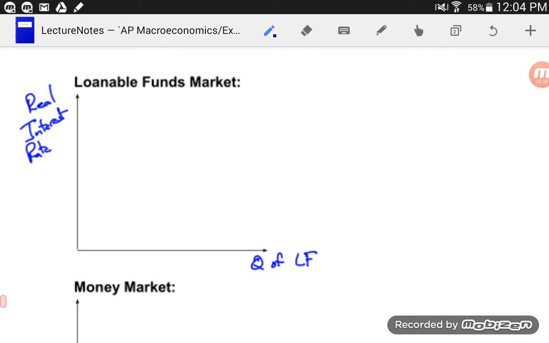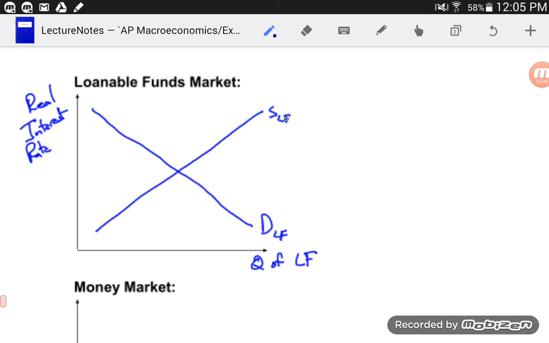I'll just call it Q of LF. And like all of our other graphs, oh my goodness, we have a demand for loanable funds, and we have a supply of loanable funds. And the graph makes sense if you think about it. At a high interest rate, if the banks were paying 20%, you'd put as much money as you could scrounge up in the bank. If the bank is paying 0.025%, like I think mine is currently paying on savings accounts, you aren't that inclined to put much money into the savings account.